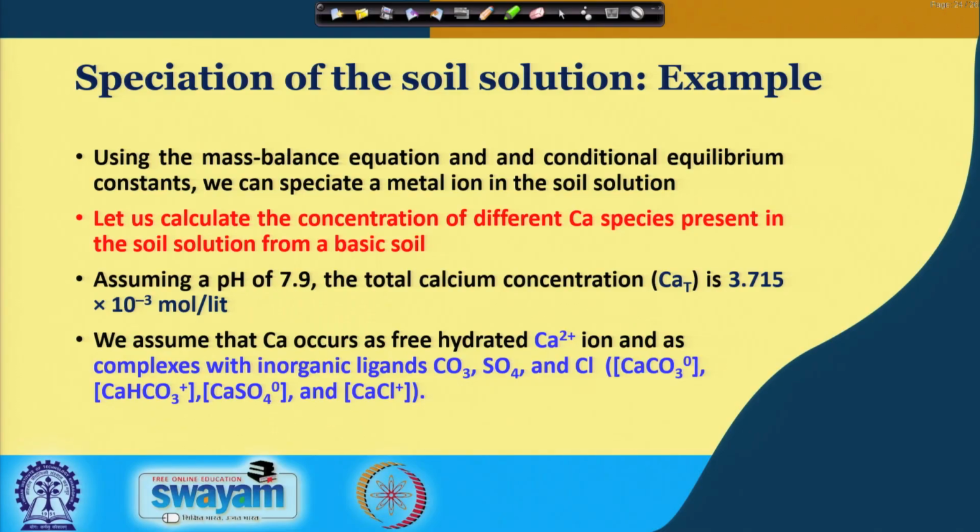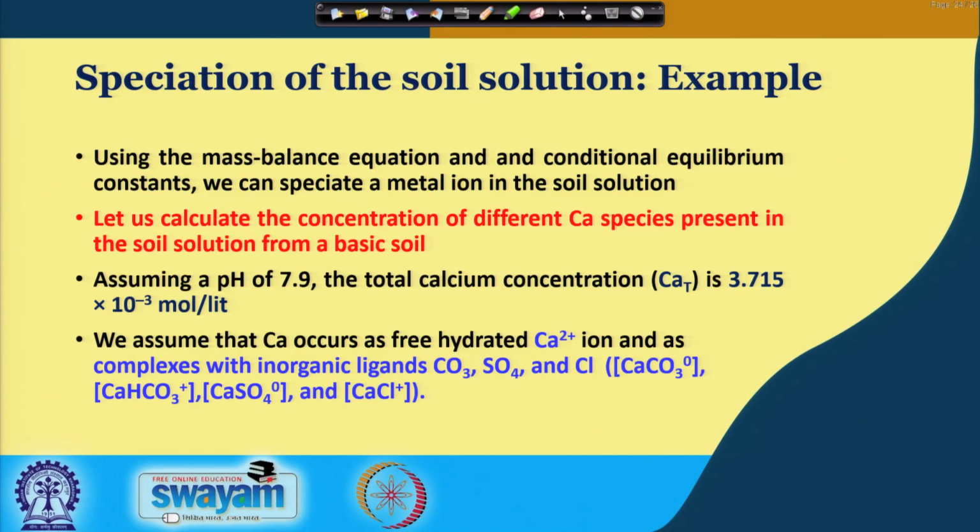Welcome friends to this second lecture of module 4 of this NPTEL course on environmental soil chemistry. In this lecture we will be discussing how to calculate the different species of ions in the soil, as well as ionic activities and their implications, and also the stability diagram.